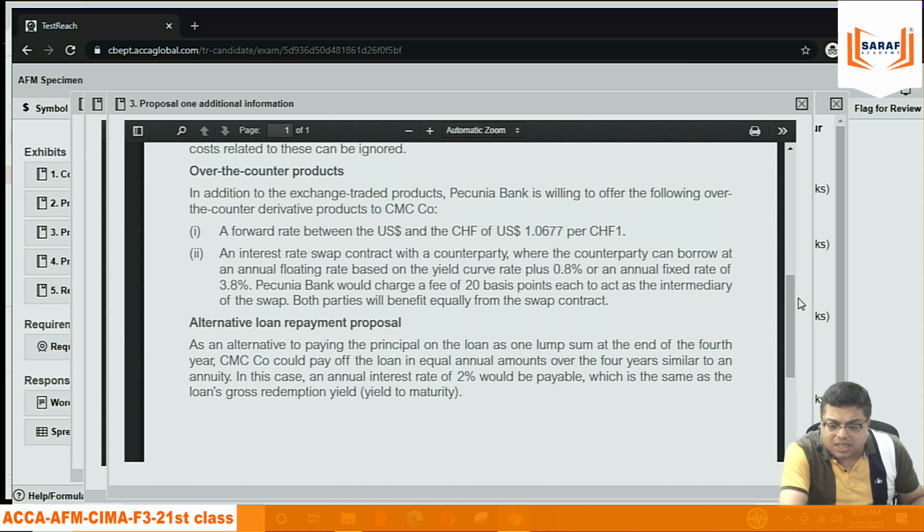Alternative loan repayment: as an alternative to paying the principal on the loan as one lump sum at the end of the 4th year, the company can pay off the loan in equal installment amounts over the 4 years, similar to an annuity. In this case, the annual interest rate of 2% would be payable, which is the same as the loan gross redemption yield to maturity. Or if we pay after 4 years, then also 2% interest rate. If we pay one by one every year, then also 2% interest rate. Why is this given? I think for calculating the duration or something.